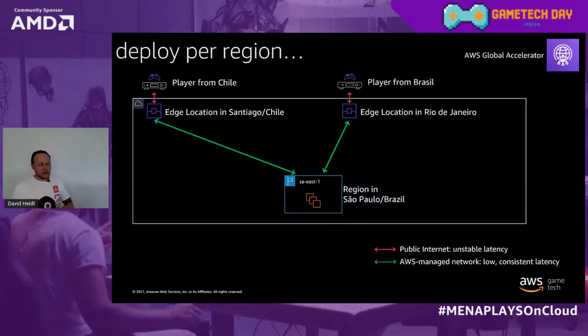What Global Accelerator can do is you can deploy Global Accelerator only in this region. You receive an Anycast IP that is available, for example, in the edge location in Rio, but also in the edge location in Santiago de Chile, and then traffic travels over the Amazon global network. That means you can basically let these players play together at low latency.